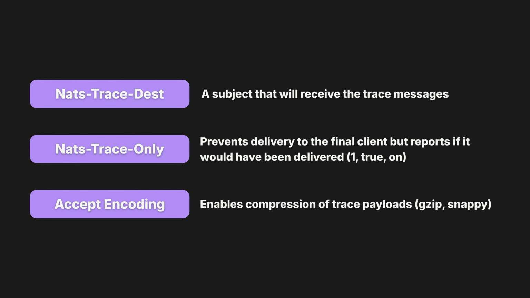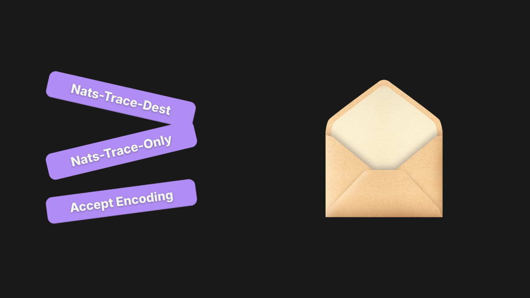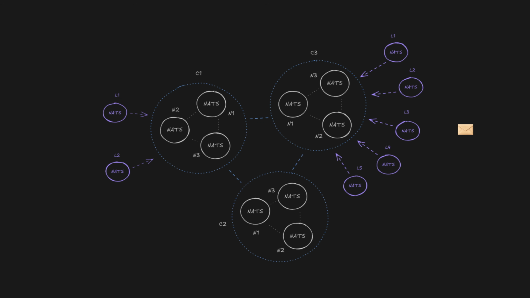Second, you have Nats-Trace-Only. This enables dry run mode. Your initial message is traced throughout the system, but not actually delivered or stored in the end. This is especially useful for tracing without any side effects. And third, Accept-Encoding. This header compresses the trace events. NATS supports both gzip and snappy compression formats. So these 3 headers are automatically set by the CLI when you run the command, and they're sent with your message. So what does this look like in practice?